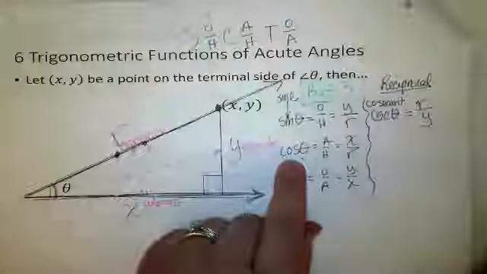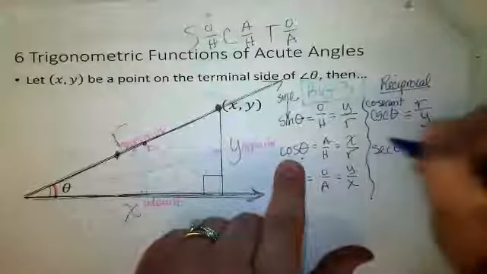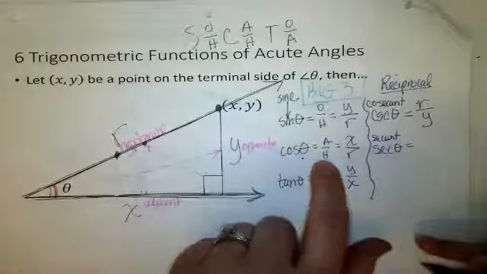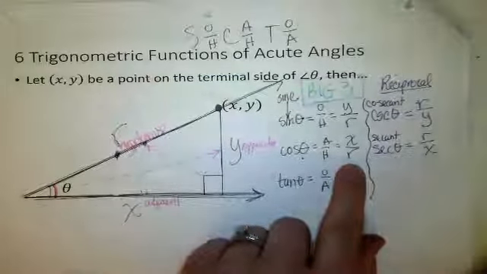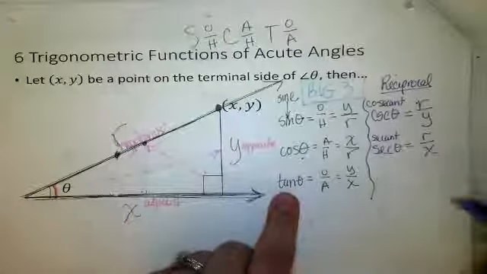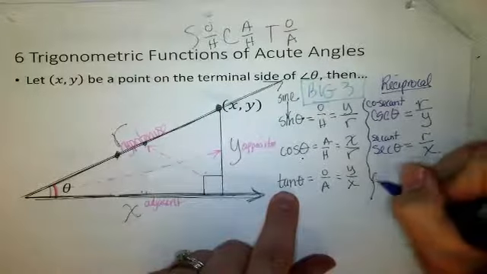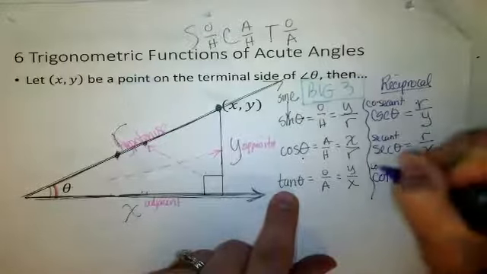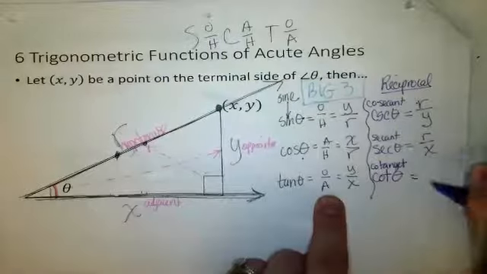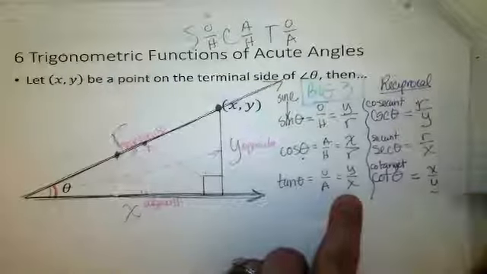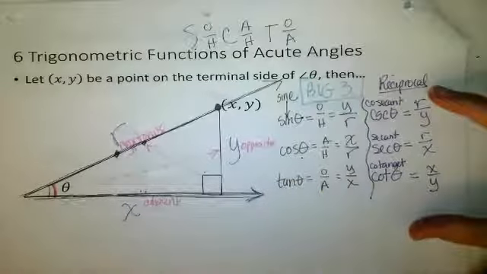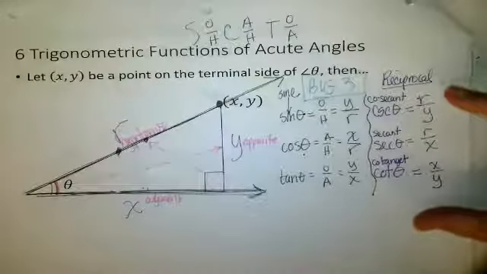The reciprocal of cosine is secant of theta. It has a new name. That would be hypotenuse over adjacent, or r over x. Just flip the fraction. And I bet you know this one. What is the reciprocal of tangent? Cotangent. Okay, cotangent of theta would be adjacent over opposite, or x over y. Once you know the big 3, the reciprocal functions are easy to get.